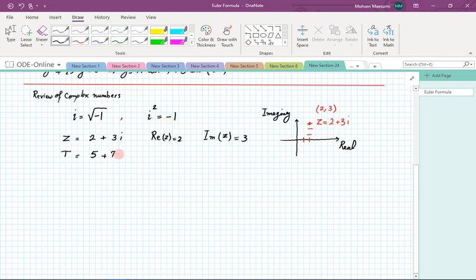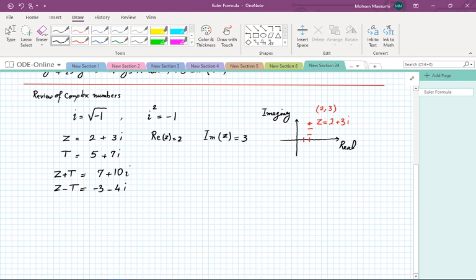Other than that, there's nothing new here. So suppose I have another complex number t. Then if I want to add them, not a big surprise, the reals get added and the imaginary parts get added. So I have 7 plus 10i. If I want to subtract, nothing new there either. 2 minus 5, so it's -3. 3 minus 7, so -4i.